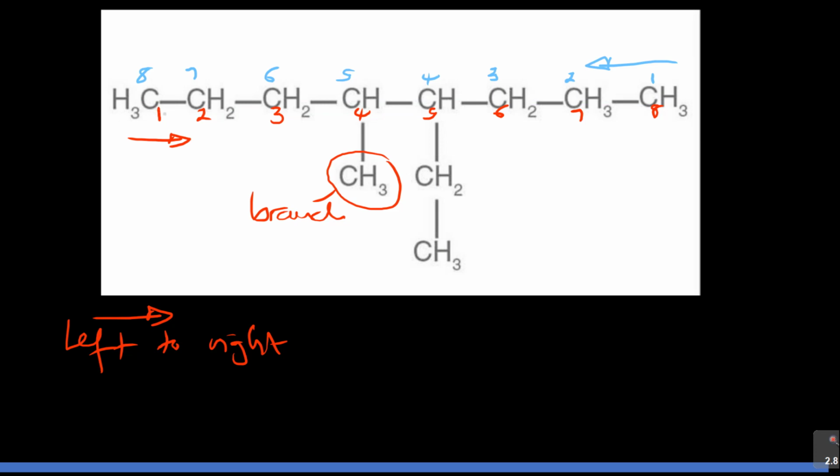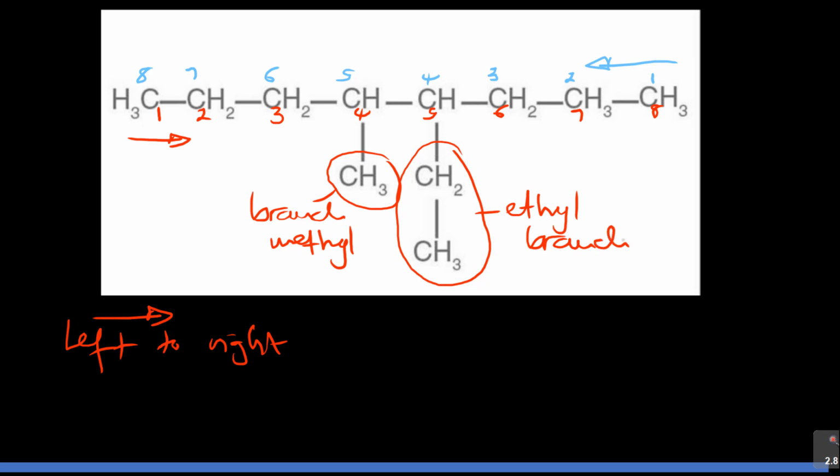What am I coming up with? I'm coming up with a branch. And what type of branch is CH3? I said CH3 is called a methyl branch. And then what about CH2CH3? CH2CH3 is also another branch. It is called an ethyl branch, from ethane. You need to know these two branches, very important: methyl and ethyl.